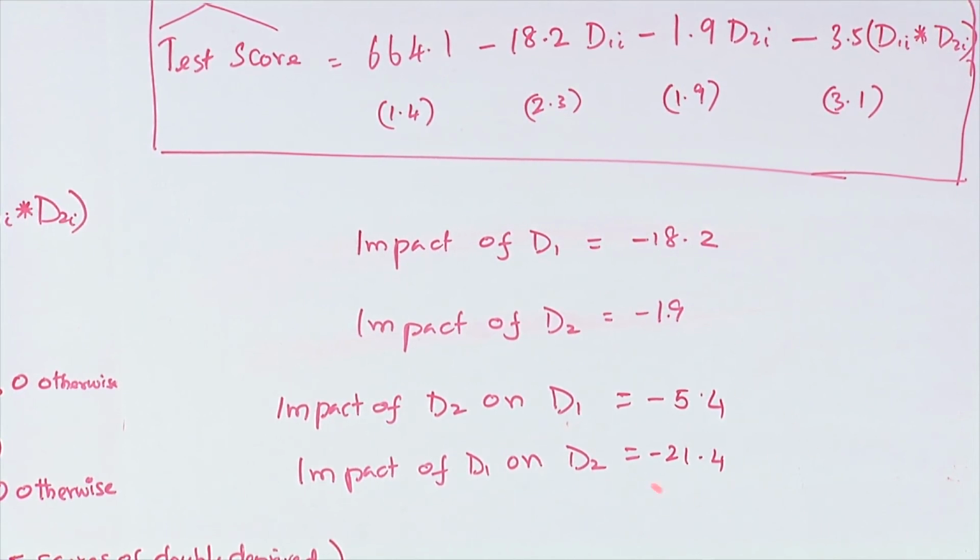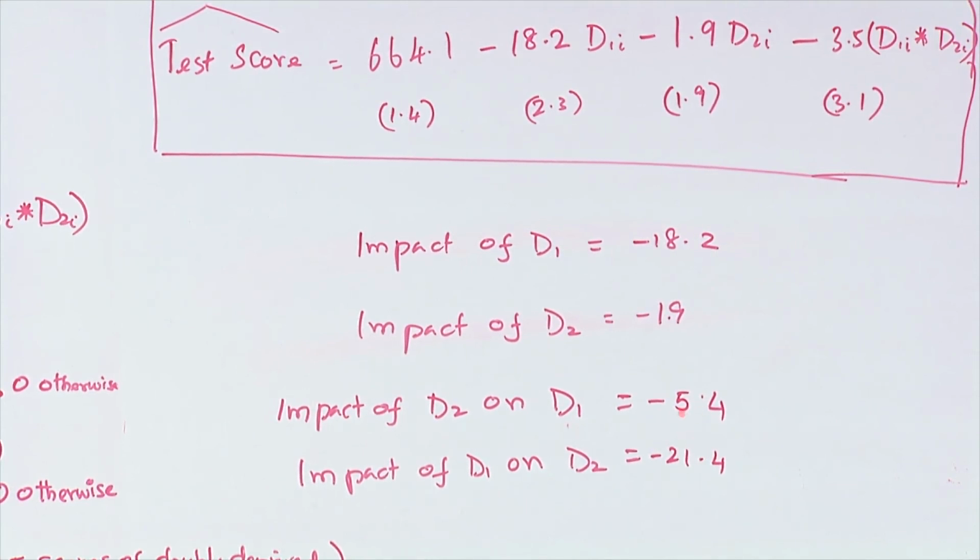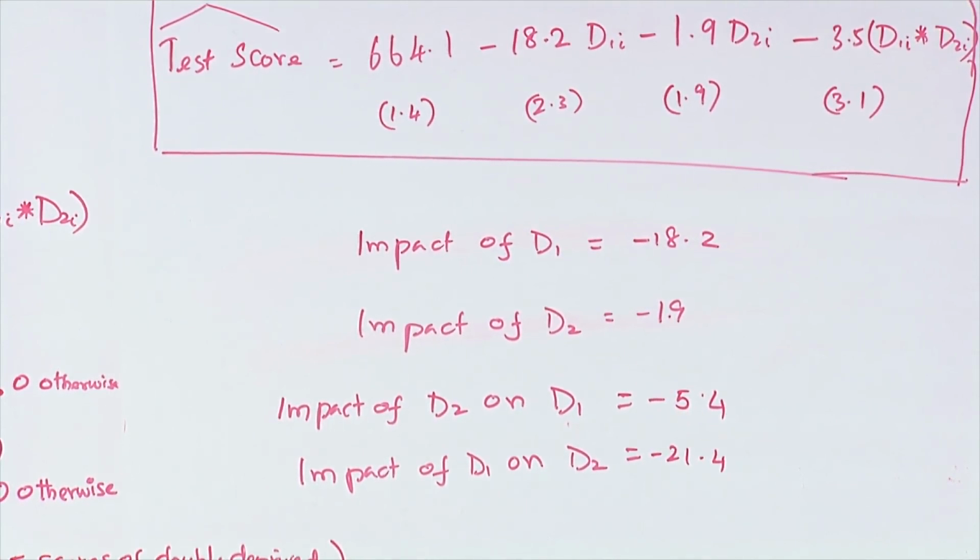So, these are basically the interaction effect measures. This is how the interaction effects are calculated in this ANOVA model. I hope you have learnt to use ANOVA models and their applications.